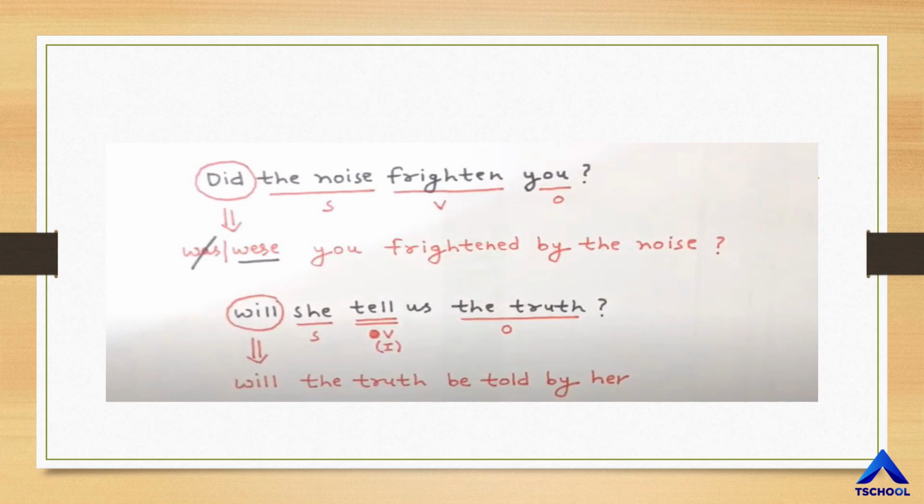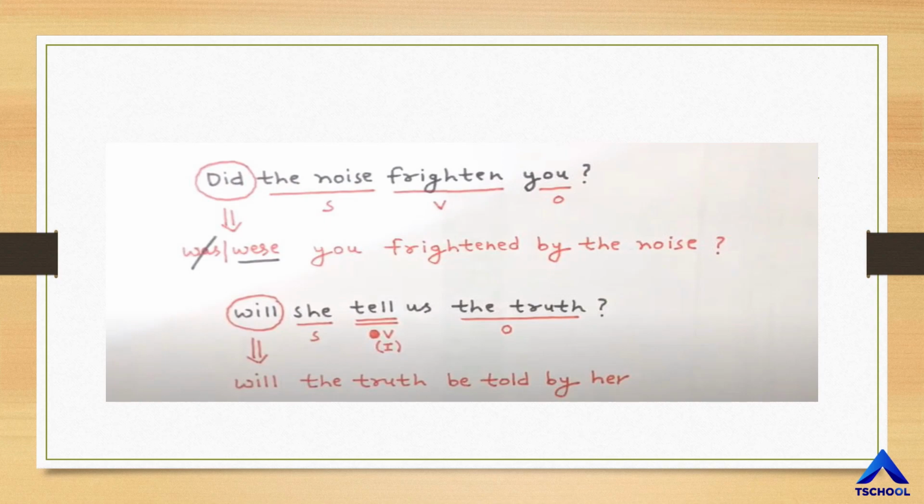Next example. Did the noise frighten you? Here the question starts with did. Which form is it? Second form. I'm repeating it again: did, that is in the second form. The noise frighten you. The noise is the subject, frighten is the verb, and you is the object.